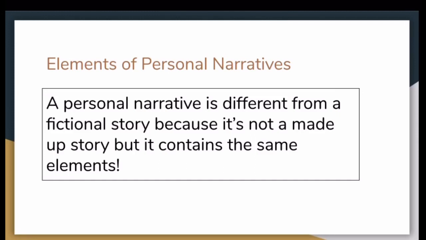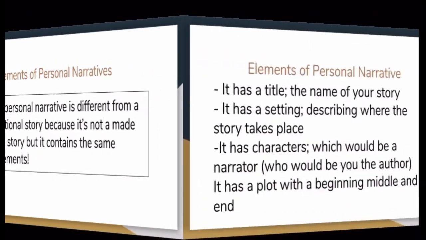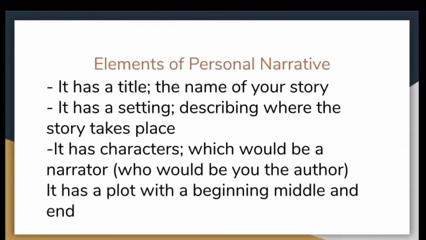Elements of personal narratives. A personal narrative is different from a fictional story because it's not a made-up story, but it contains the same elements. Elements of a personal narrative are: it has a title, which is the name of your story. It has a setting, describing where the story takes place. It has characters, which could be a narrator, who would be you, the author. And it has a plot with the beginning, middle, and end. We'll break this down even more together.